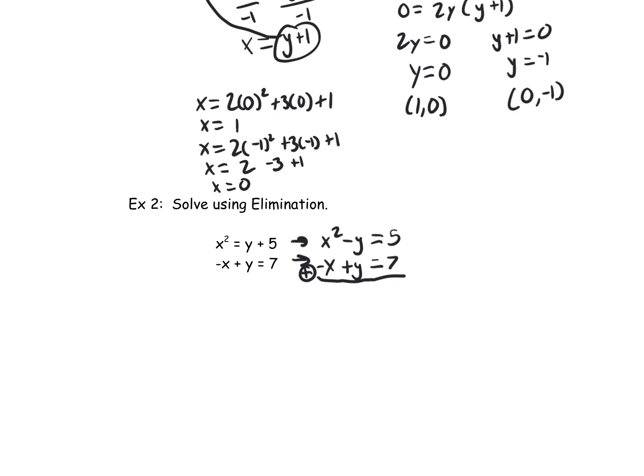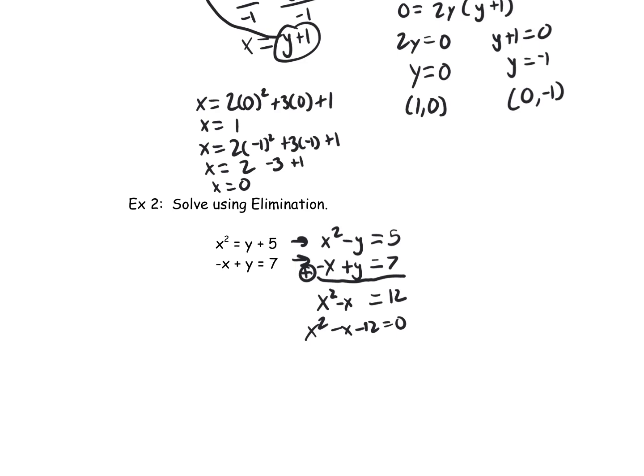Now, when I add these together, x squared plus -x is just going to be x squared minus x. Those are not like terms. I can't combine them, so I have to leave them like that. The y's drop out, and that's equal to 12. Now, x squared minus x equals 12. I want to solve that, so I need to get it equal to 0. x squared minus x minus 12 equals 0.